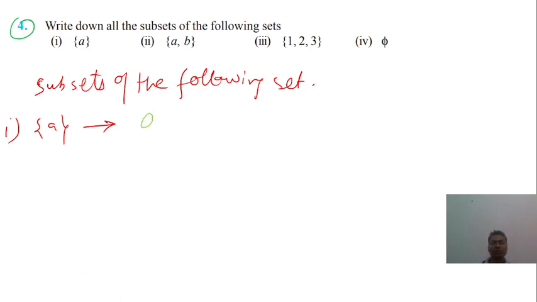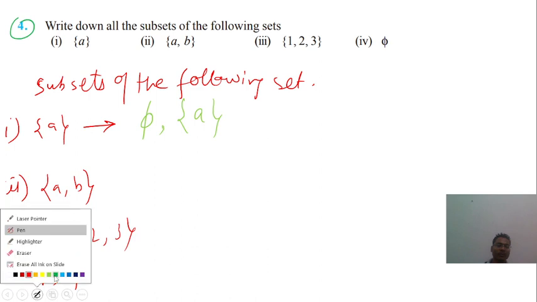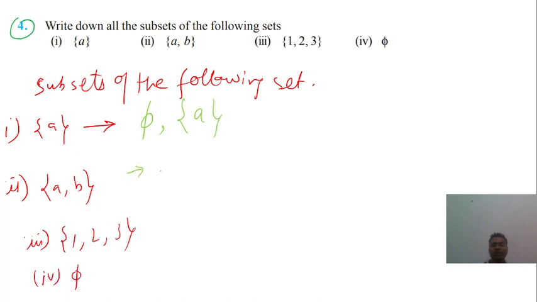Okay, so you all know that the empty set is a subset of every set, and a set is itself a subset of itself. Question number 2, we're going to solve A and B. Question number 3, we're going to solve 1, 2, 3. Question number 4, we're going to solve as 5. Coming to our solution part, so we will write the empty set, A, B. The empty set is a subset of every set, and a set is a subset of itself.